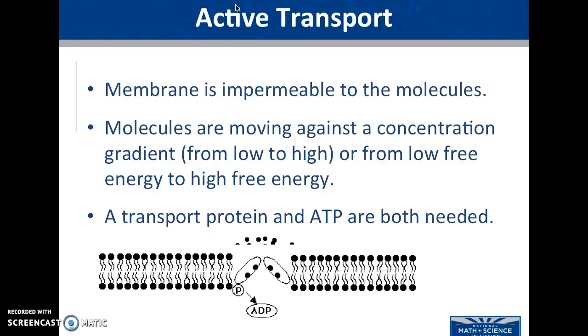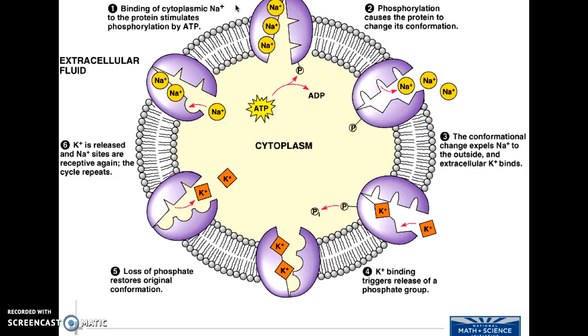Active transport. Again, if the molecules can't get through the membrane, and the molecules are moving against a concentration gradient, which is low to high, the transport protein will be used and energy is needed. This is the cycle of the sodium-potassium channel, which happens in the nervous system. This is active transport because it uses a protein and it requires energy.